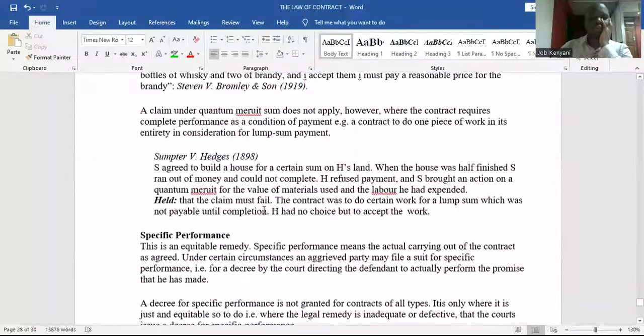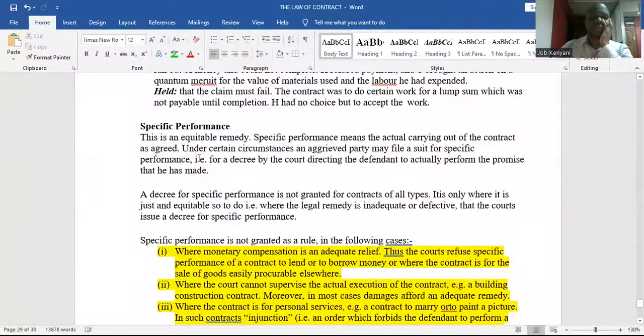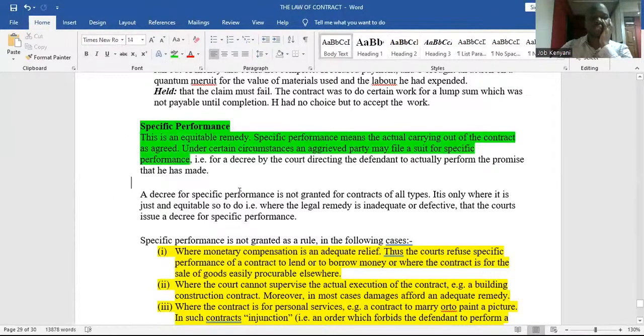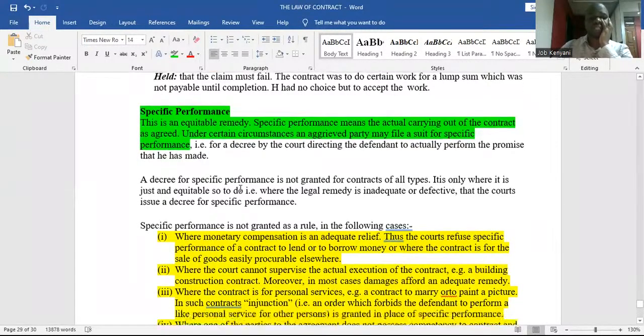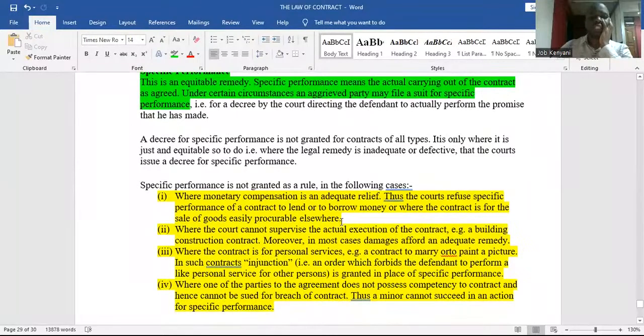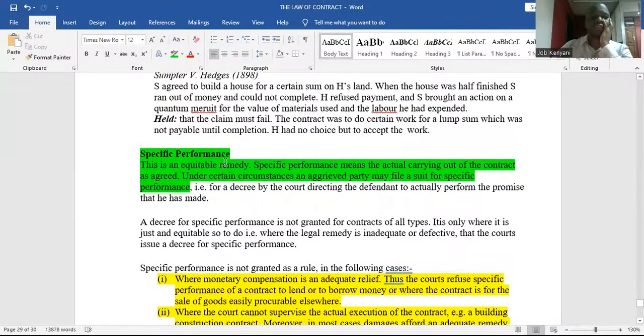Then we can have specific performance. It means the actual carrying out of the contract as agreed. So you'll be compelled to carry out the contract as agreed under the contract. You can go for specific performance, but it's not always the best remedy in all circumstances. Where monetary compensation is adequate, there won't be a need for specific performance.